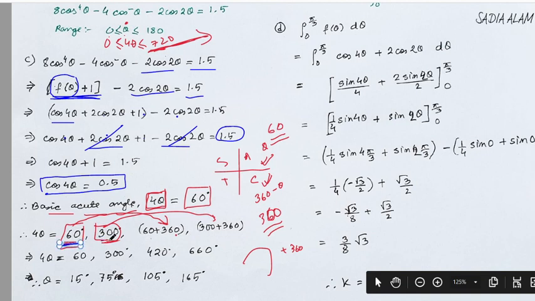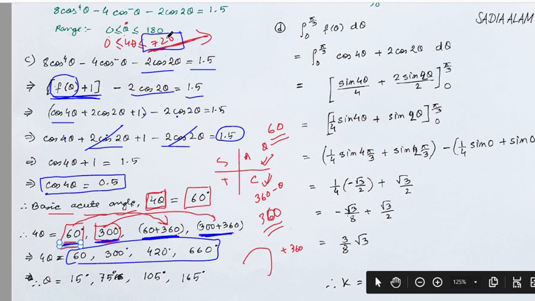So 60, 300, these are the original data. This is the first value, 60 plus 360, and from the second one you get another value. So these are the four values, and as you can see, all the values are within the given range, 720.